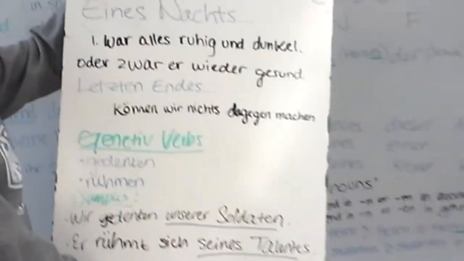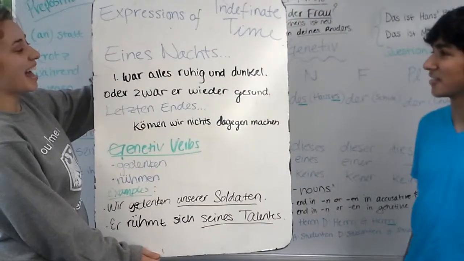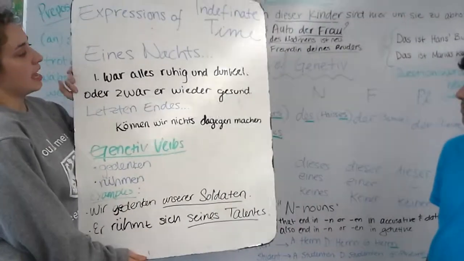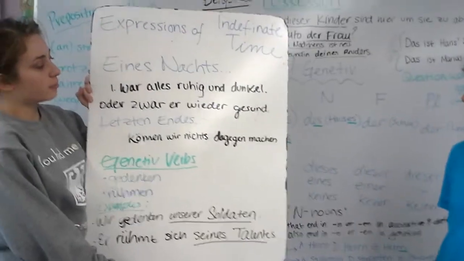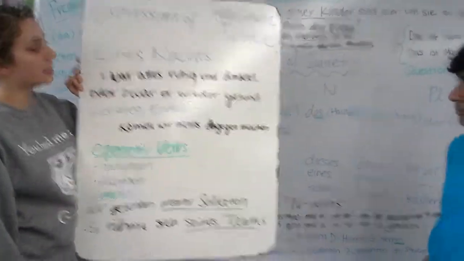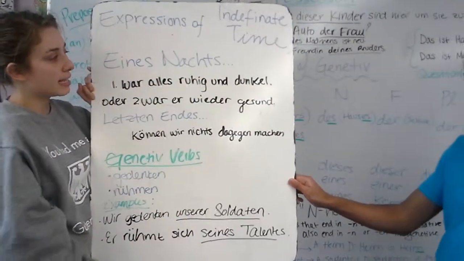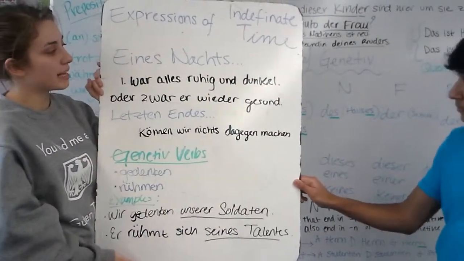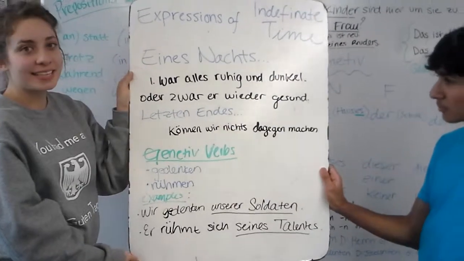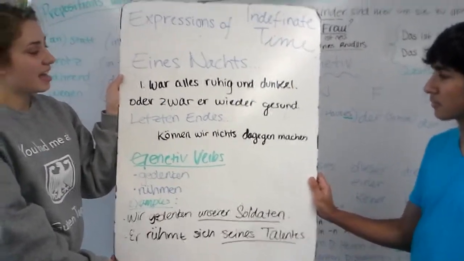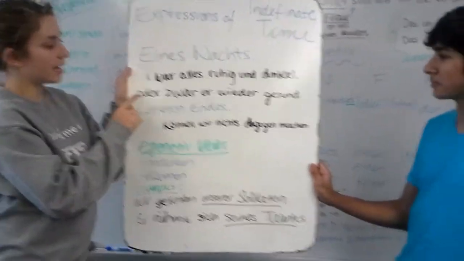Then we have expressions of indefinite time. We have the two main examples that are used, eines Nachts, which means one night, and you would always use the es and the s at the end of Nachts. You can also replace that with Tages or Morgens. So we have a couple of little examples.